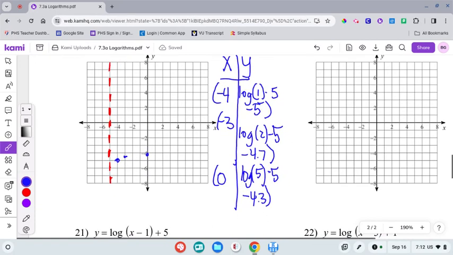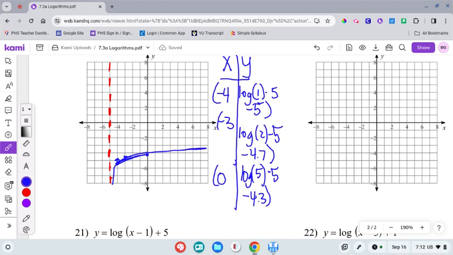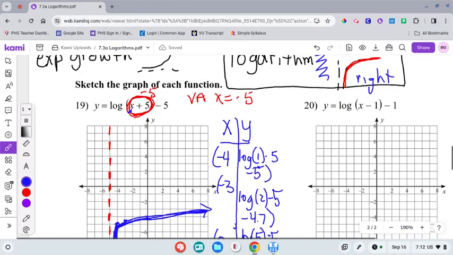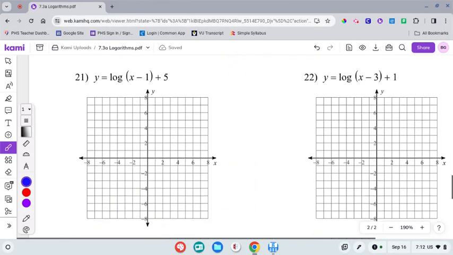I know what the thing looks like. It's going to approach this curve. It's going to hit these dots. Don't cross the asymptote. It's going to look something like that. That's not great, but that's pretty good. All right, they all look like that.